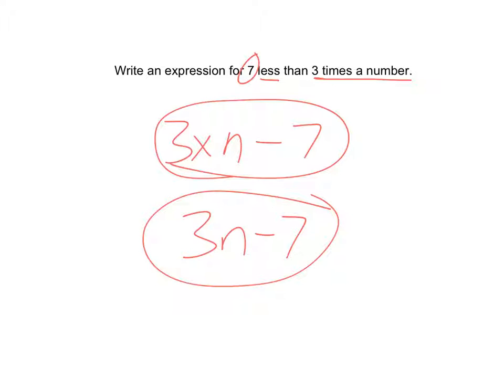Go ahead and pause the video and write the expression that goes with 7 less than 3 times a number, and then hit play and see how you did. You should have gotten that 3 times a number should be 3 times N. Less means we're going to subtract 7. So 3 times N minus 7, we can drop the times and just write 3N minus 7.